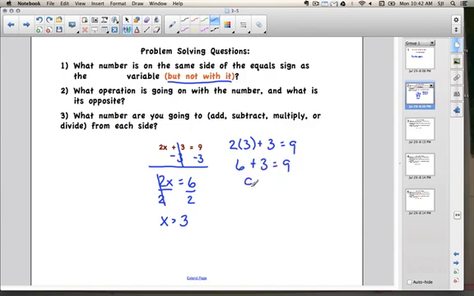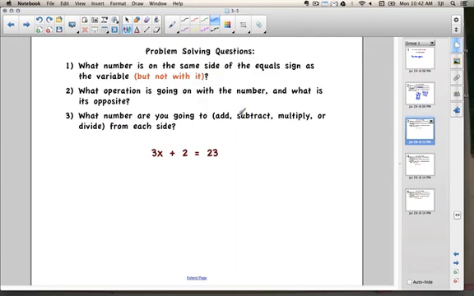6 plus 3 is 9, and I'm going to bring everything else down. And this is a true equation. 9 does equal 9. So that means that the answer that we got right here, x equals 3, is the right answer for this equation. Let's give it a try another time.